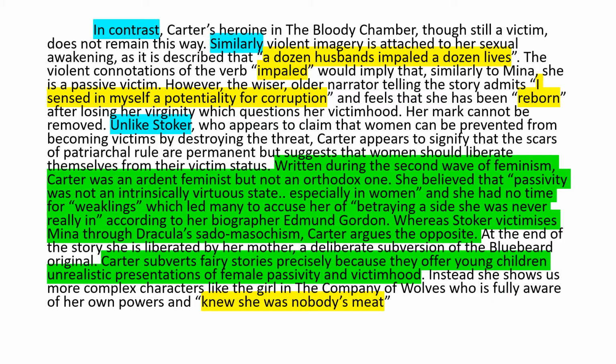Notice the use of embedded quotes here that don't have to be very long, but give the examiner the sense of a really assured grasp of the text. "Her mark cannot be removed." So we've got a comparison here that then leads to a contrast. Unlike Stoker, who appears to claim that women can be prevented from becoming victims, Carter appears to signify that the scars of patriarchal rule are permanent, but suggests that women should liberate themselves. So she's drawing out distinctions between what Carter does with women and what Stoker does with women.